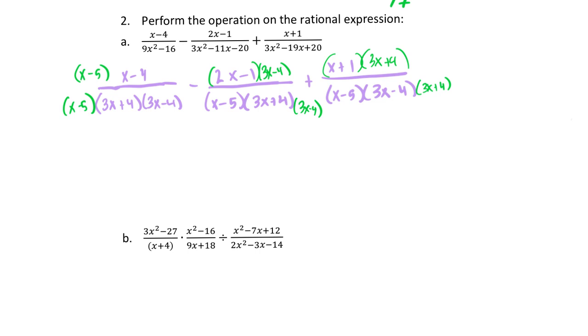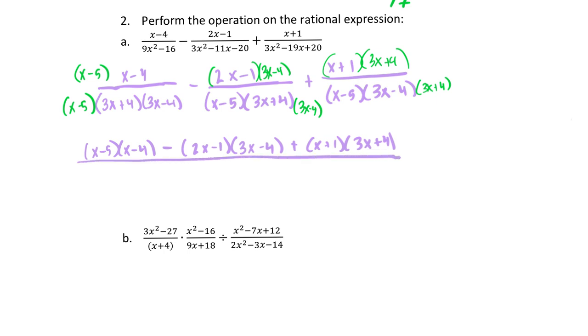Now that we have all of the fractions with a common denominator, we can rewrite that over 1. So I have here x minus 5 times x minus 4, minus 2x minus 1 times 3x minus 4, plus x plus 1 times 3x plus 4. And all of that is going to be over my LCD, which is x minus 5, 3x plus 4, 3x minus 4.